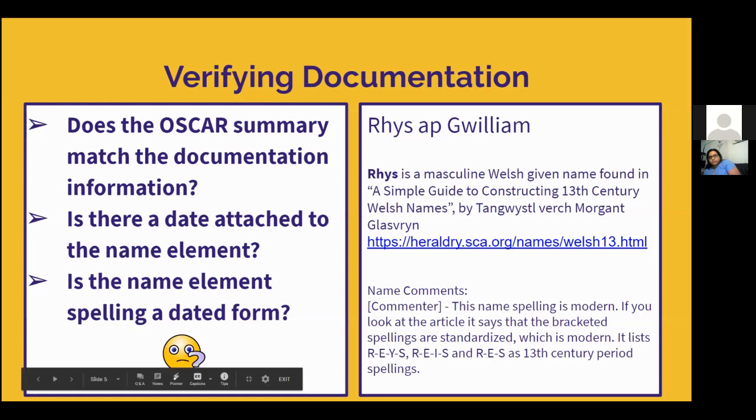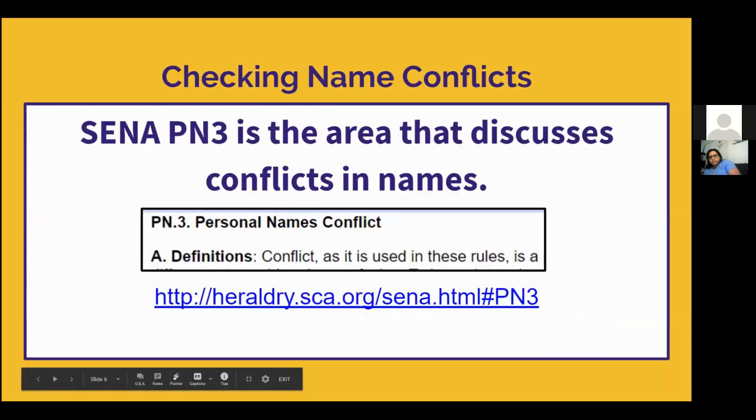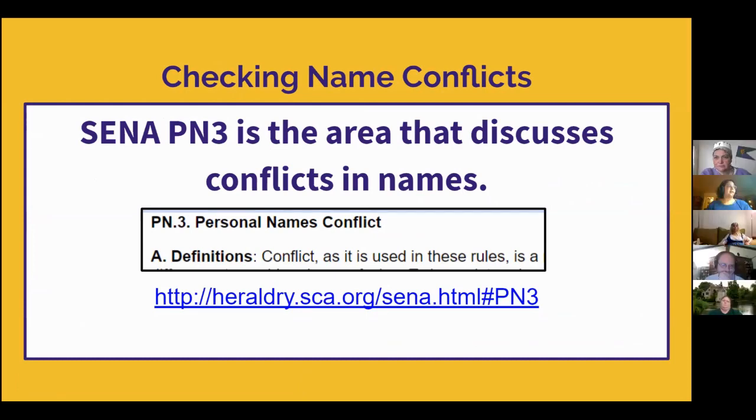Okay, so now let's go on to conflict checking. There is a place in SENA, PN3 is the area that discusses conflicts and names. That's the link to the relevant area of SENA. This class is not about the rules, that's a whole other class. And if you have other questions, you can ask me about that later.